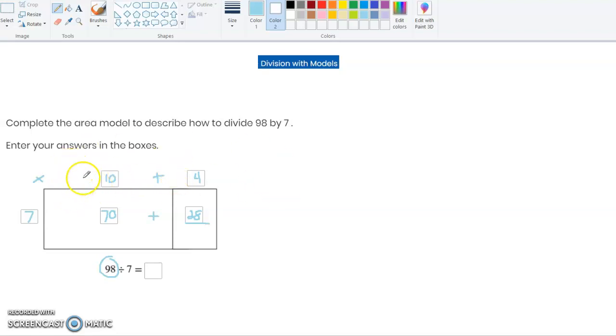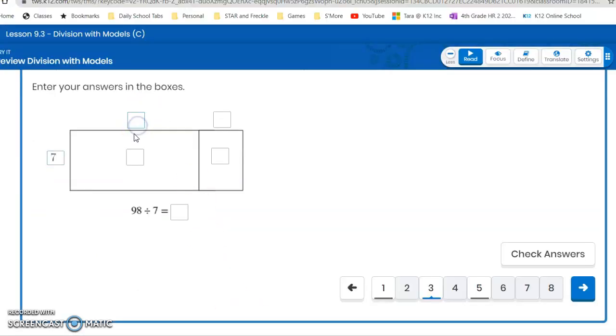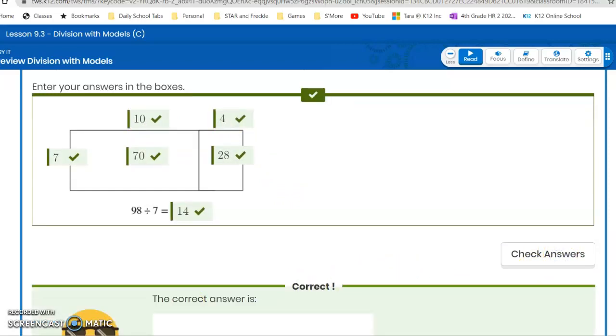Our quotient is the answer to a division problem. 10 plus 4, 14. Let's go back. Add those answers in here. We took 7 times 10 to get 70. And then we had 28 remaining. 7 times 4 is 28, giving us totals 10 plus 4 is 14. Check my answer. Got it.